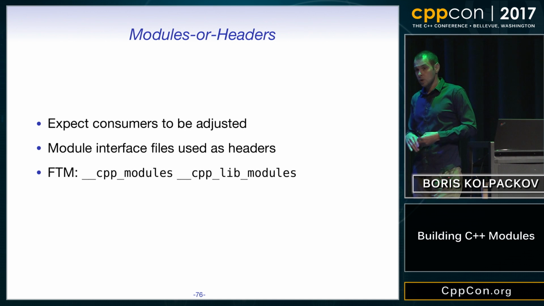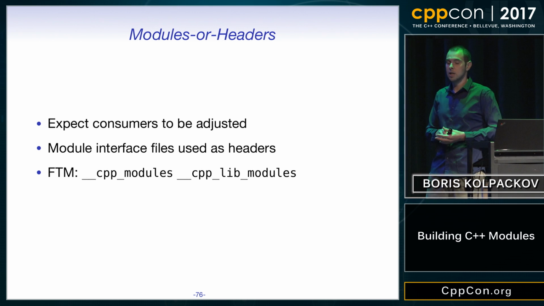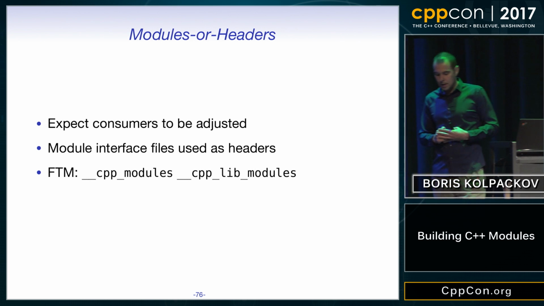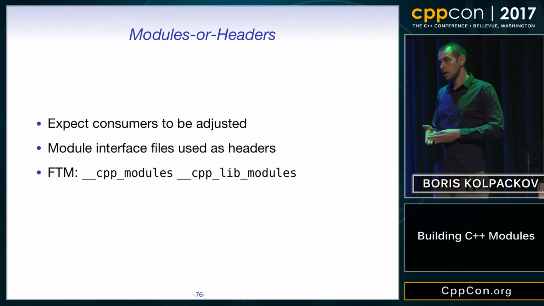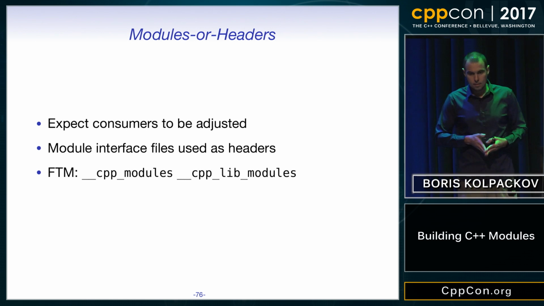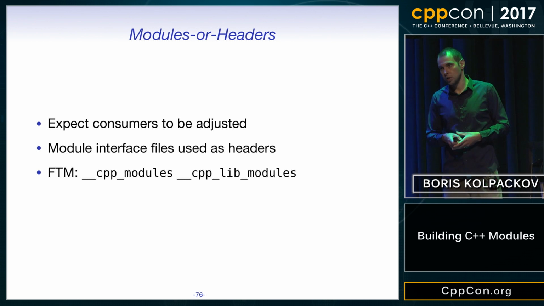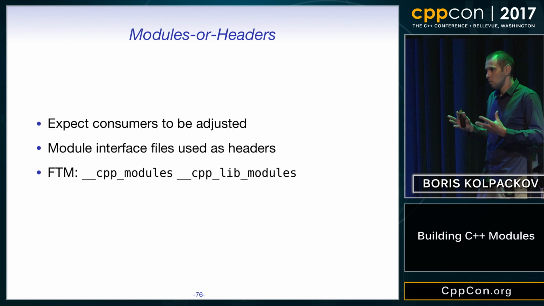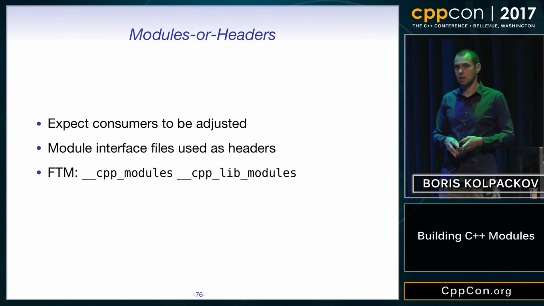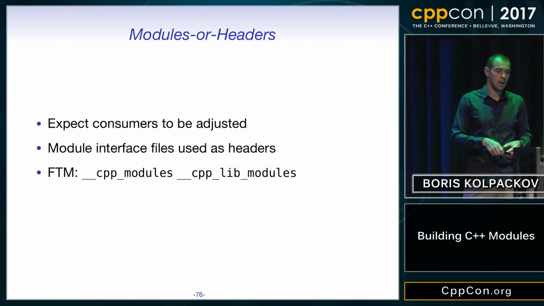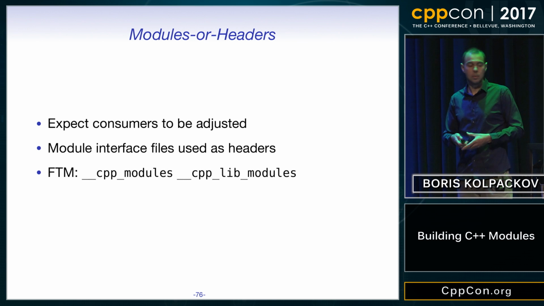Modules are headers. So here we expect the consumers to be adjusted to be kind of on the same page as us. The way we found this can be set up, I mean, there are probably thousands of ways you can arrange this, but what worked for us is to reuse the interface file as a header when modules are not available, and to decide which mode we are in, we use the feature test macros. So the CPP modules is defined if we have modules available, and cpplib modules is defined when we have also modularized library.